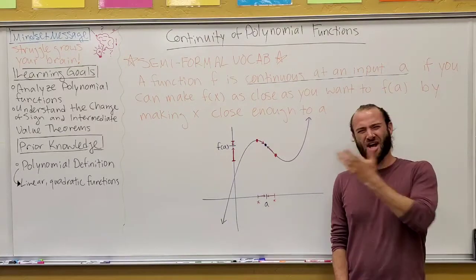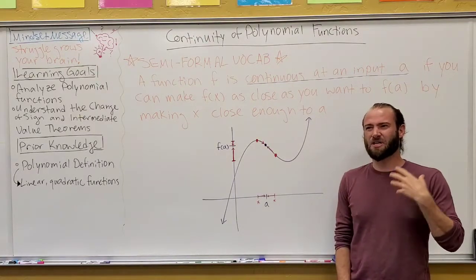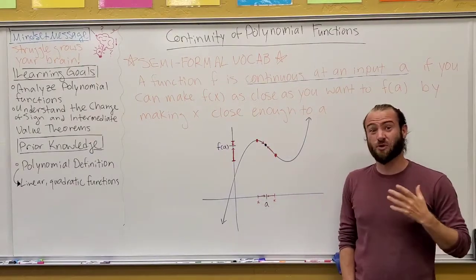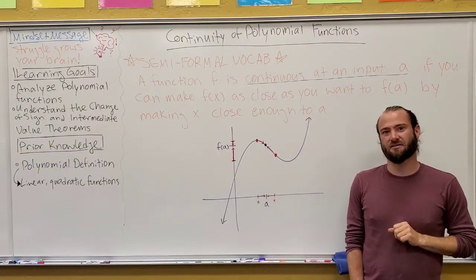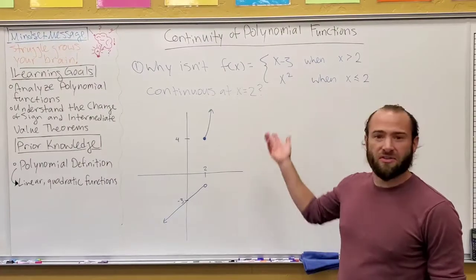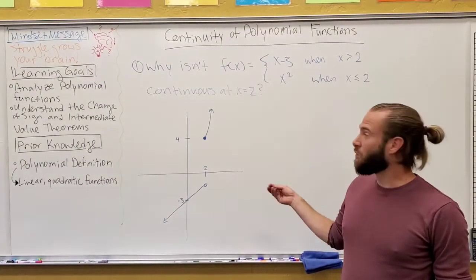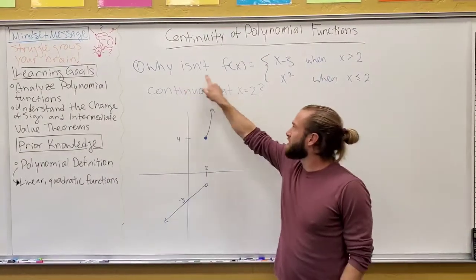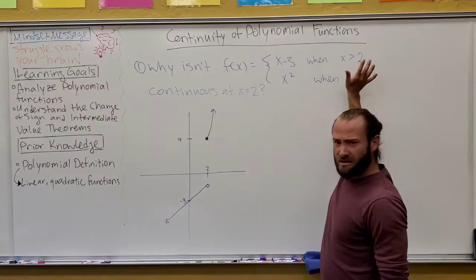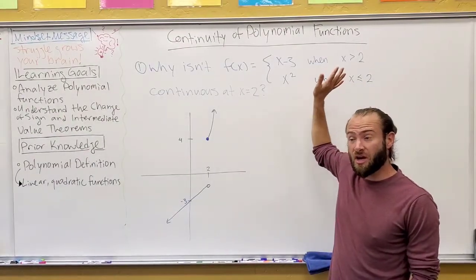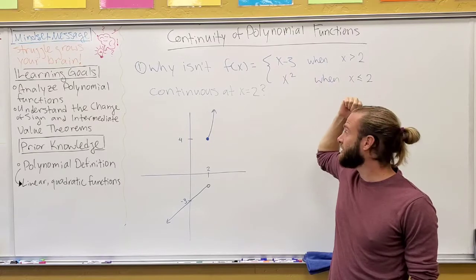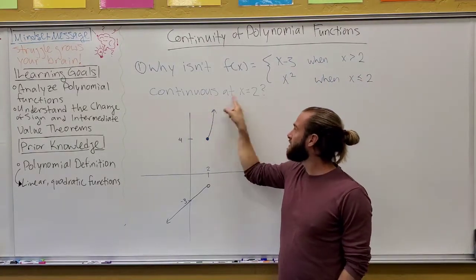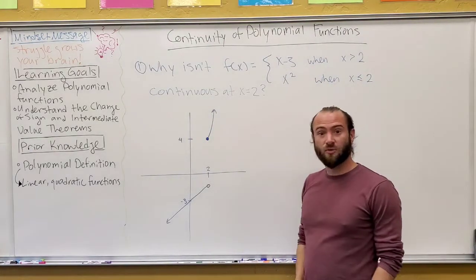Let's take a look at a non-example, because actually I think that's much more helpful to understand this definition, one that isn't continuous. Okay, so let's just call this example 1, or question 1. Why isn't the function f of x equals that? And this is one of the ones that we saw that was not continuous earlier. Why is it not continuous at the value x equals 2?